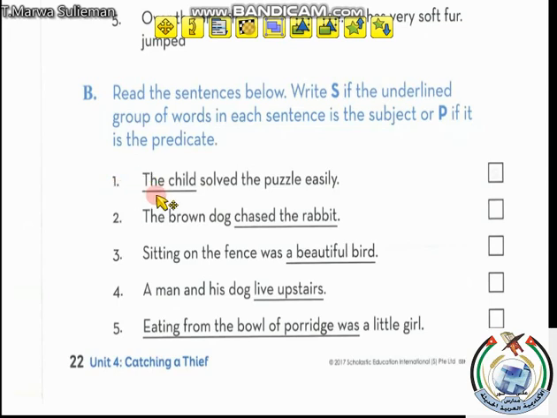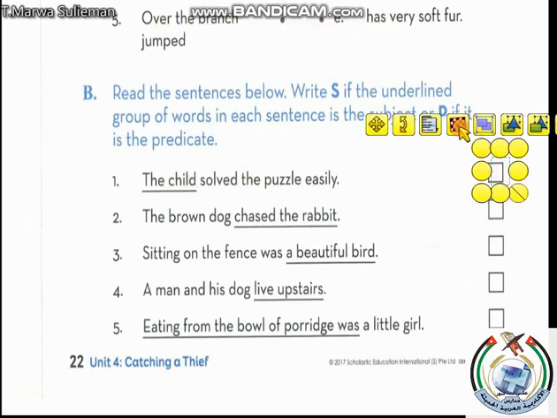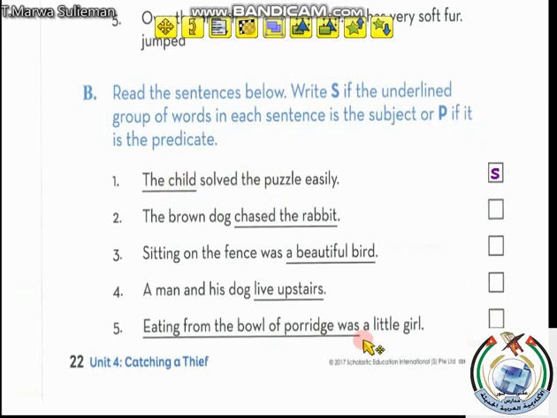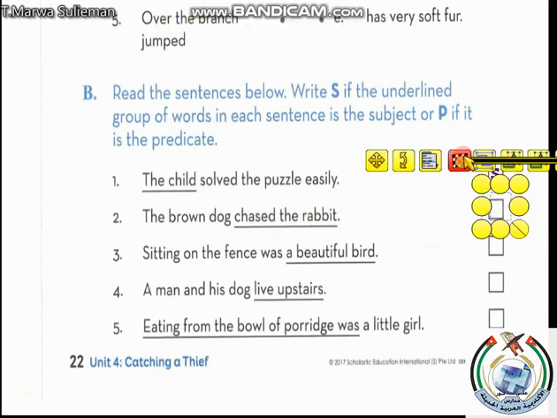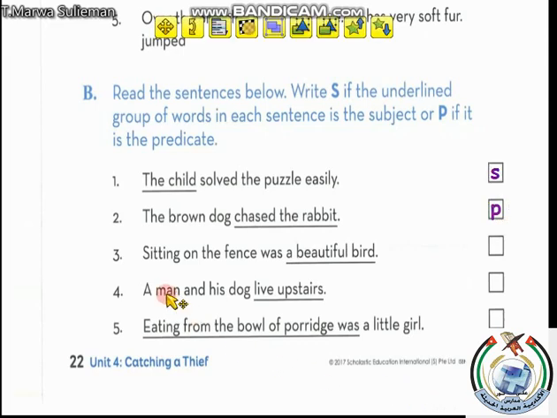Number 1. The child solved the puzzle easily. Who solved the puzzle easily? The child. Excellent. So the child is the subject. Well done. Number 2. The brown dog chased the rabbit. Chased is the verb, so this is the predicate. Very good.